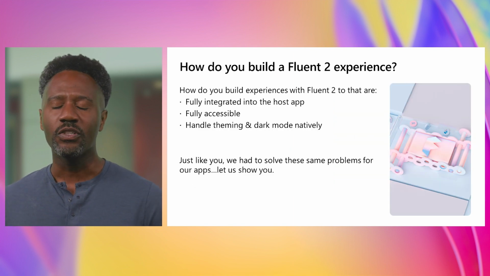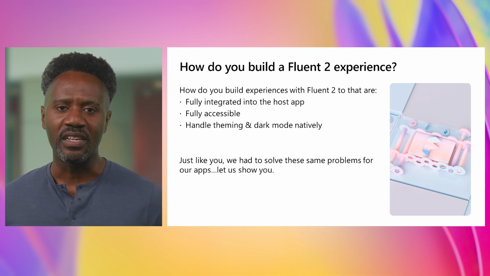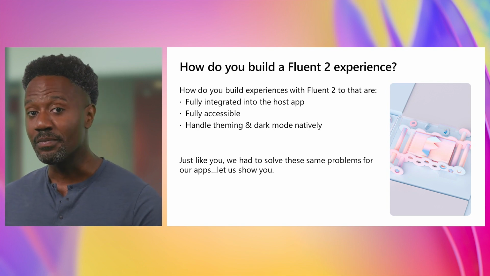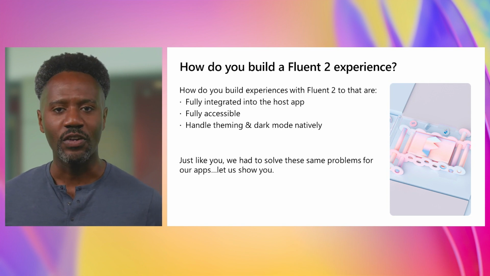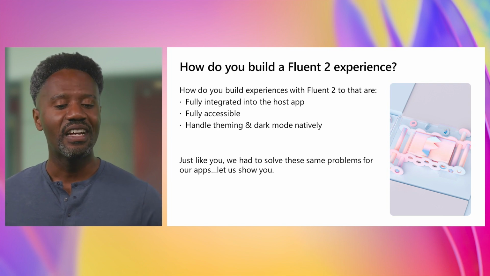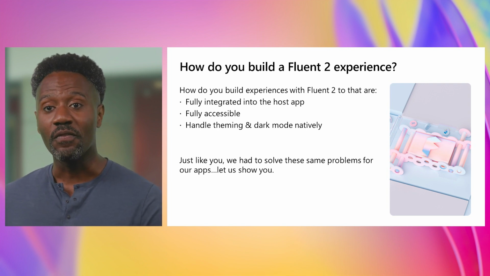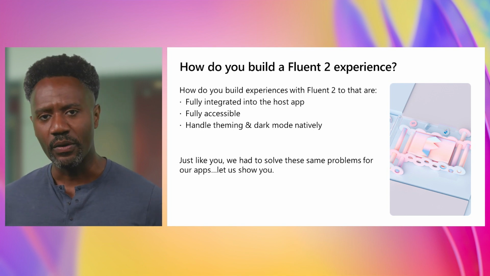So you might be asking, how do you build a Fluent 2 experience? How do you build something that is fully integrated into the app, is fully accessible by default, and handles theming, dark mode, high contrast natively right out of the box? Well, our motivation for this is that just like you, we had to solve these same problems in our applications as well, and we want to show you how we did it.